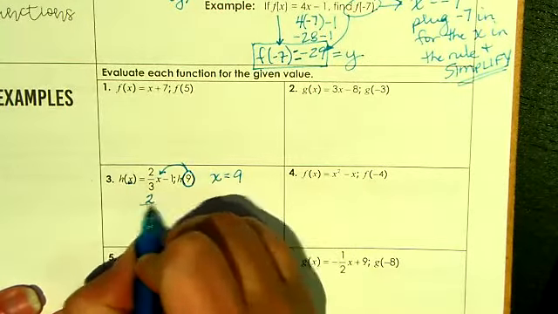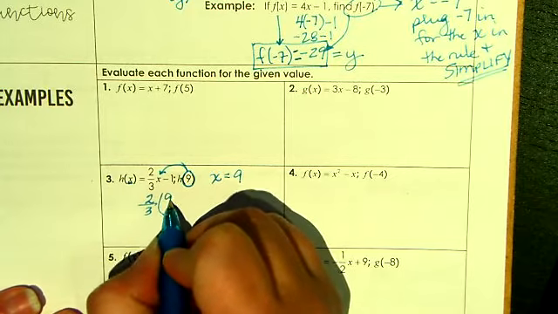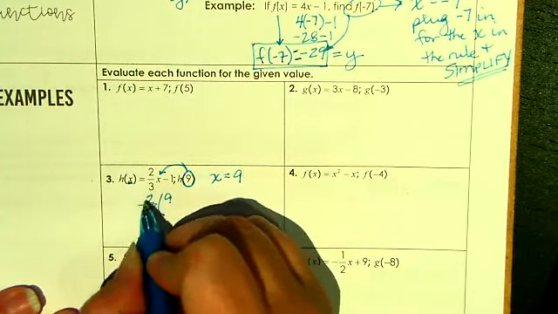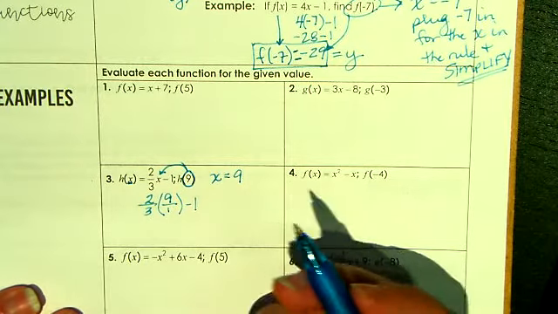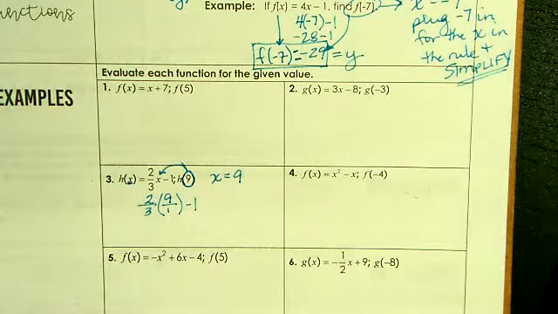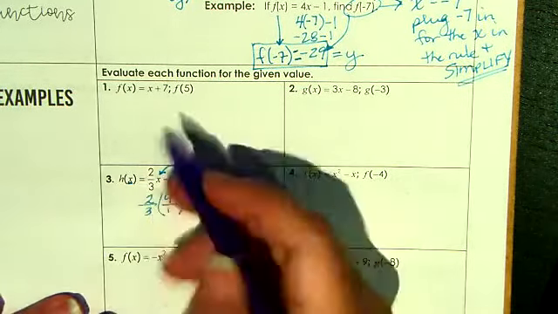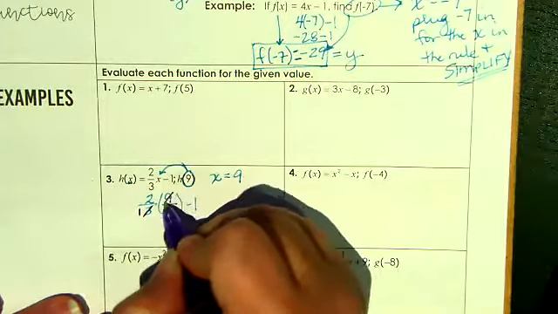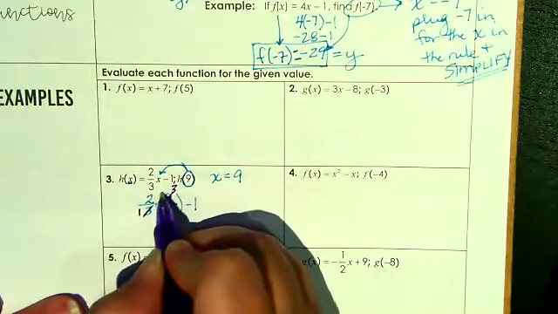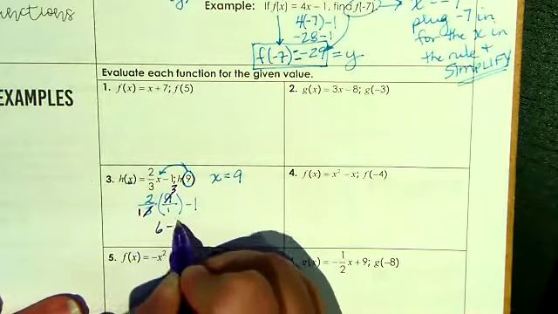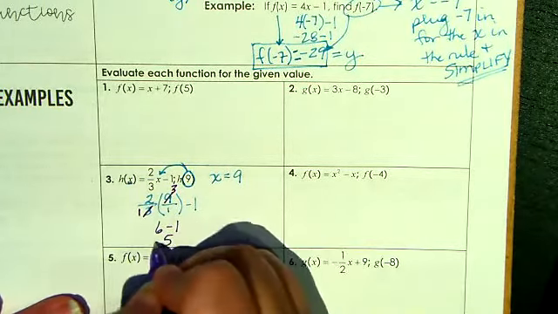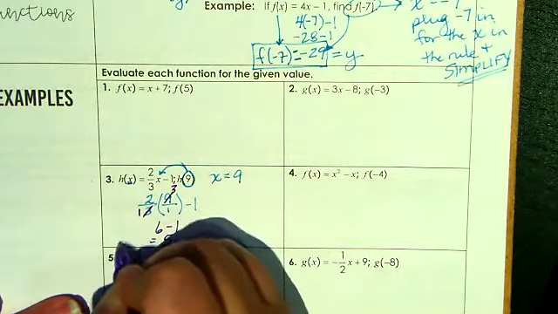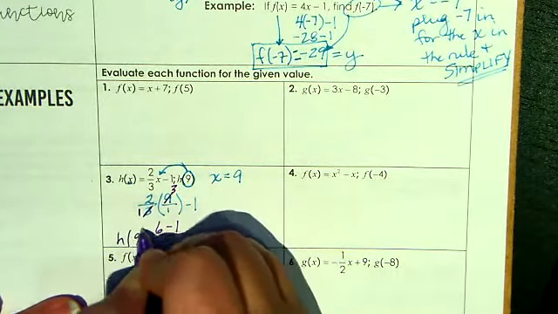So now I'm going to have 2/3 times 9, and I'm going to make the 9 into a fraction because this is a fraction, minus 1. Now I simplify, if I can. 3 goes into 3 one time, 3 goes into 9 three times, and now we multiply straight across. 2 times 3 is 6, minus 1 is 5. So 5 is equal to h of 9.